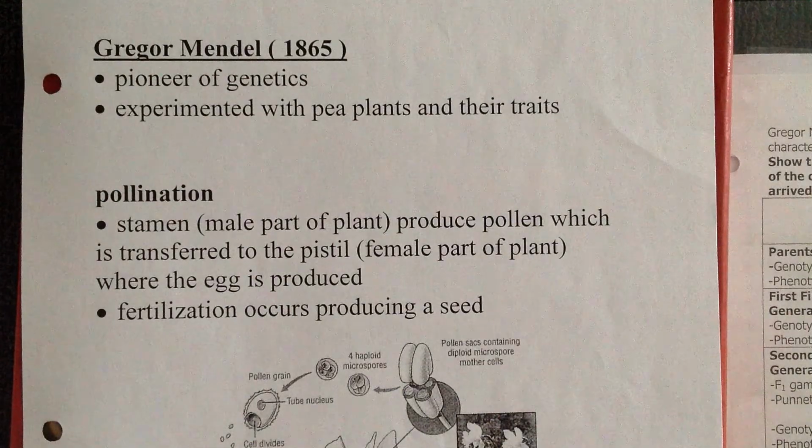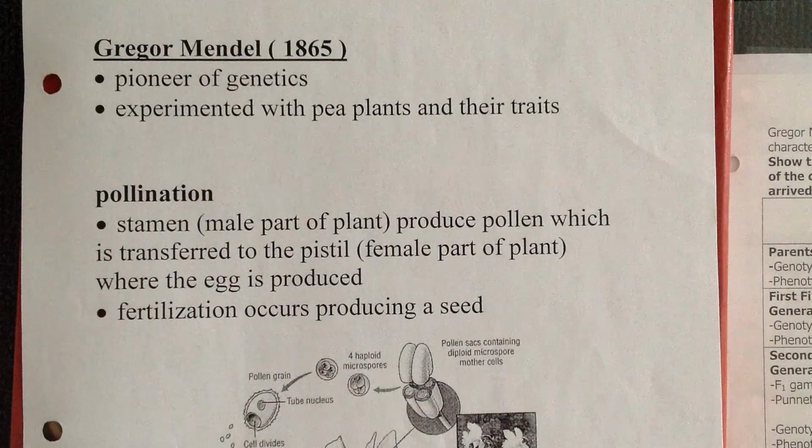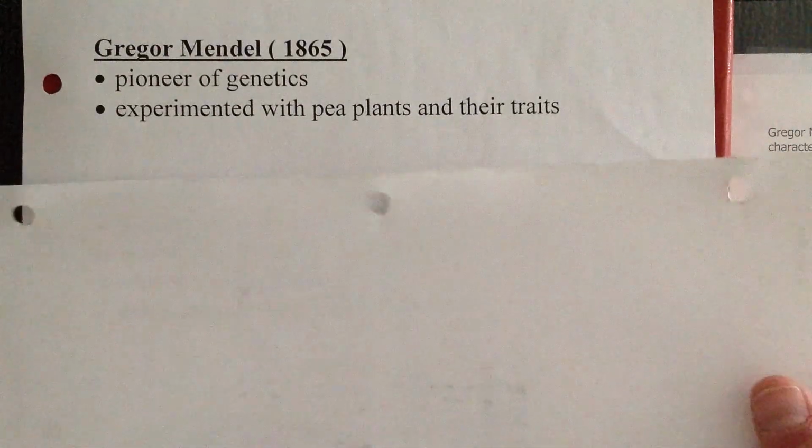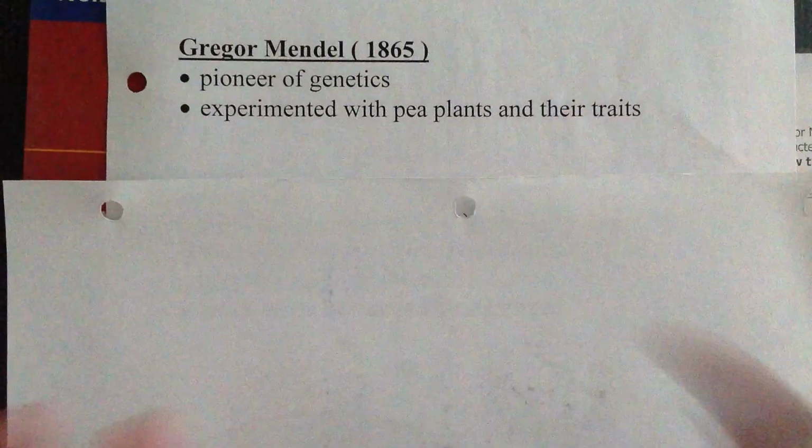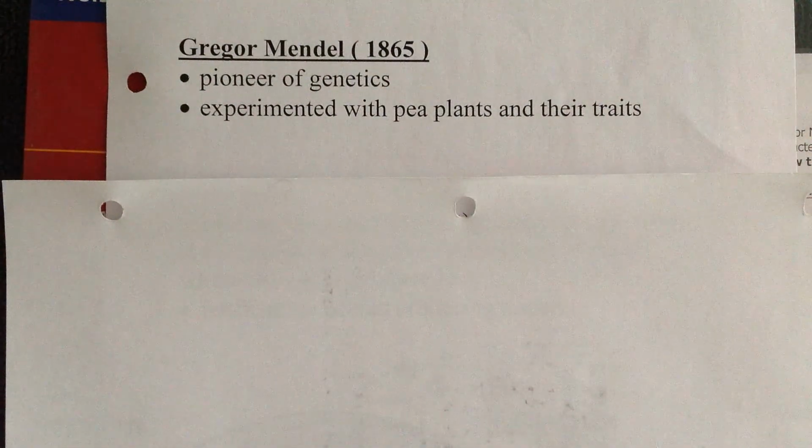So he's seen as the pioneer of genetics. He experimented with pea plants and their traits. Now, at the time, don't forget, we were very limited in understanding what sort of DNA was out there. Gregor had to work off of probability and the normal selective breeding technologies that we knew. But back then, it wasn't really technology. It was just picking and choosing which seed plants you were going to plant.